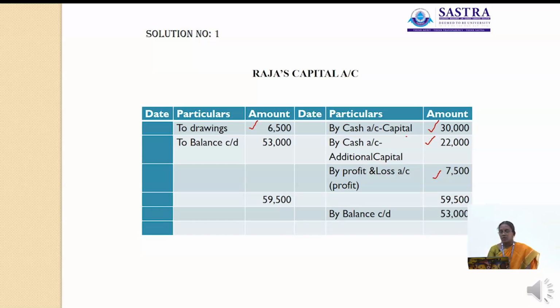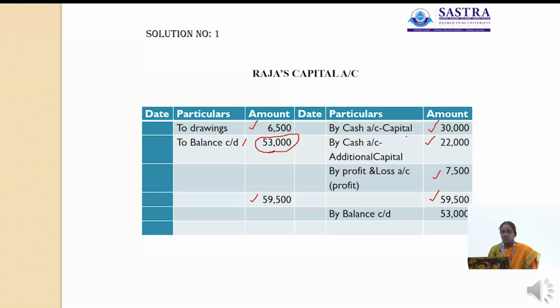So the total of this credit side is 30,000 plus 22,000, 52,000. 52,000 plus 7,500, 59,500. So 59,500 is the credit side total. Here the debit side total is only 6,500. So how to equalize? 59,500 minus 6,500, the difference between these two is 53,000. So 53,000 is the balancing figure.